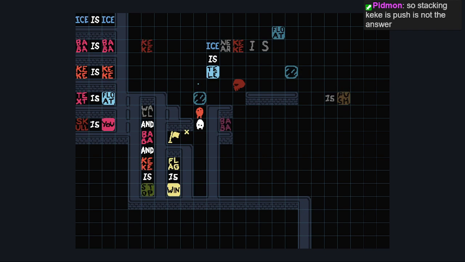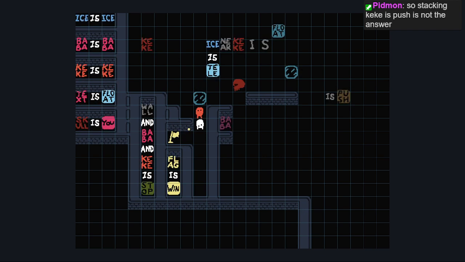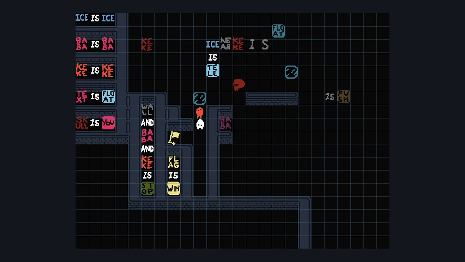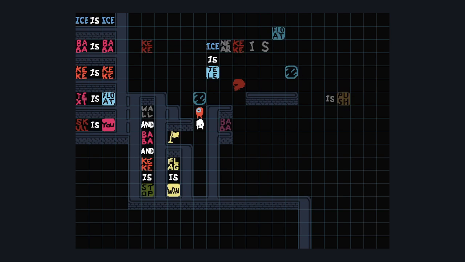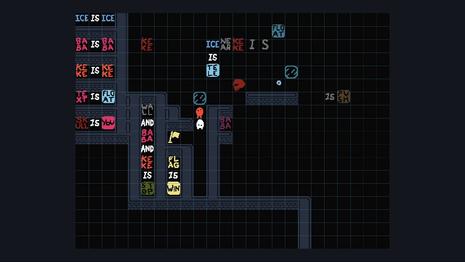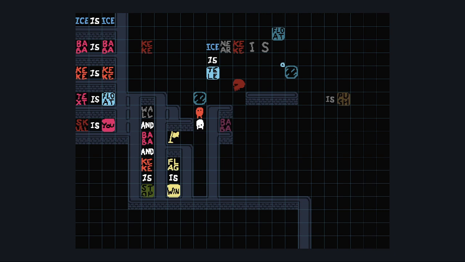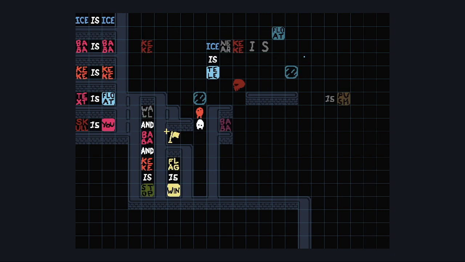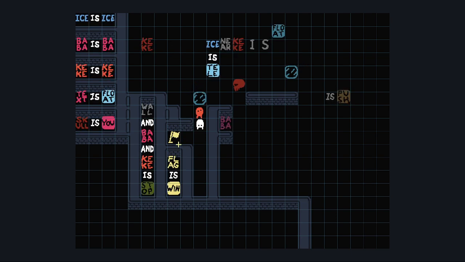Also, checking back with chat. Pidman says the issue is the text parses on the X and Y axis, but not on the Z axis. So stacking Keke's push is not the answer. God damn it. Yeah, that sounds right, unfortunately.